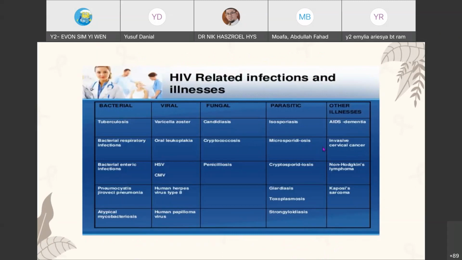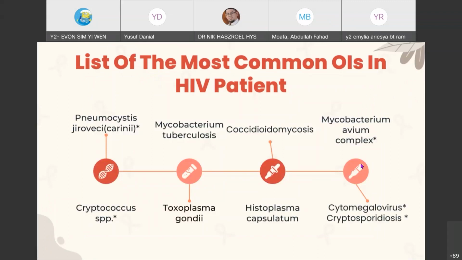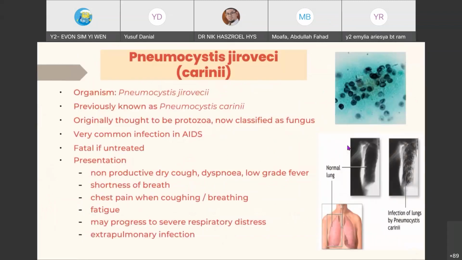This shows the exposure to HIV-related infection and illness, and its classification based on the microorganism. These are the list of the most common opportunistic infections in HIV patients. I will discuss them one by one. For the first one, Pneumocystis jirovecii. In previous years, we called it Pneumocystis carinii. It is caused by the organism Pneumocystis jirovecii and was originally thought to be a protozoa, but is now classified as a fungus. It's a very common infection in AIDS and is fatal if untreated. For the presentation, such as chest pain with coughing, shortness of breath, and it can also include extrapulmonary infection. These pictures show the infection of the lung by this Pneumocystis jirovecii.